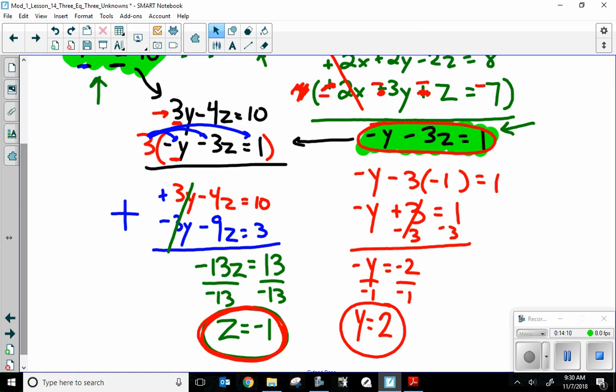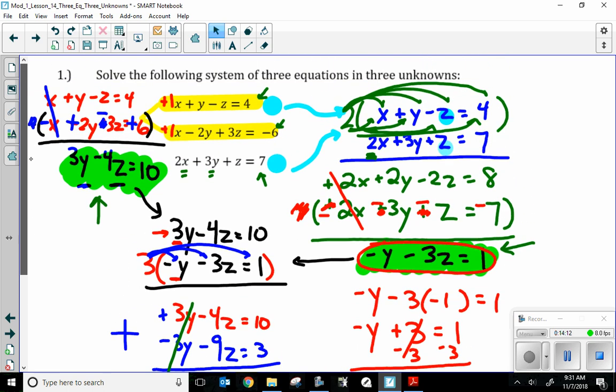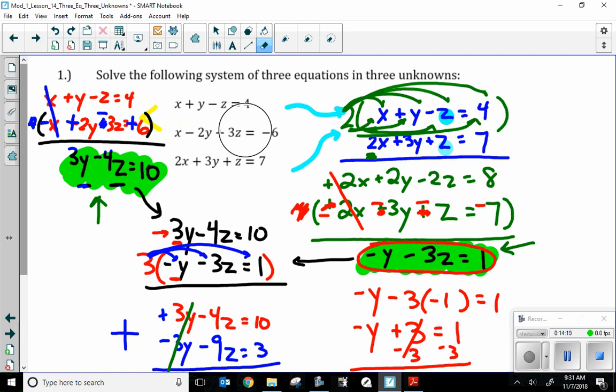Now, at this point, I can plug my y and my z value into any one of these equations up here. I can pick the top one, the middle one, or the bottom one. I'm going to pick the top one because it seems like the easiest. Okay? You could pick the middle one or the bottom one, and you would still get the same x value if you plug in our y and our z.